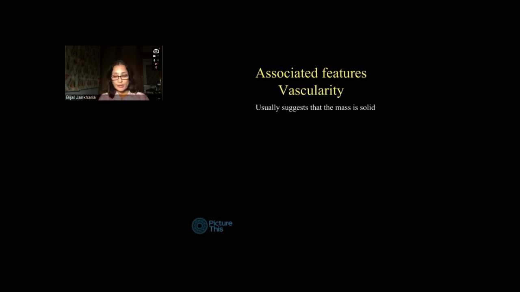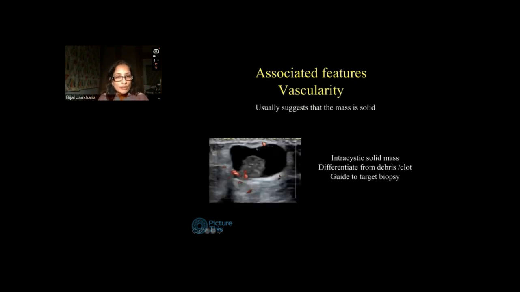Vascularity also tells us that the mass is solid. So in a cyst, if you are seeing vascularity, then better increase your gains, and then we might see a hypoechoic mass inside. Like in this patient, there's an intracystic solid mass which is showing vascularity. It looks like a stalk, and this helps us to differentiate from debris or a clot.